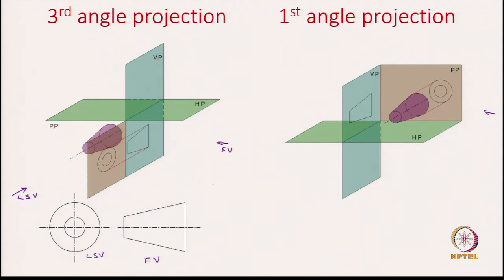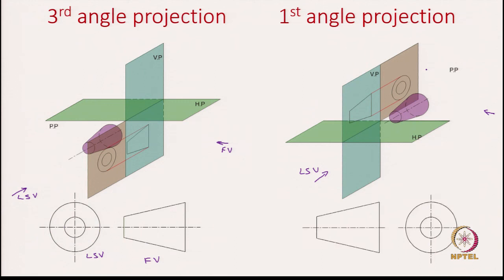When we capture the left side view, again looking from this direction, we capture it on the profile plane. We said again we need to rotate the profile plane such that it is in line with the vertical plane where we have the front view. So, now let us rotate. After rotation what we see is the left side view is placed to the right of the front view, as is expected in the first angle projection. So, here we have the trapezium as the front view and these concentric circles as the left side view.